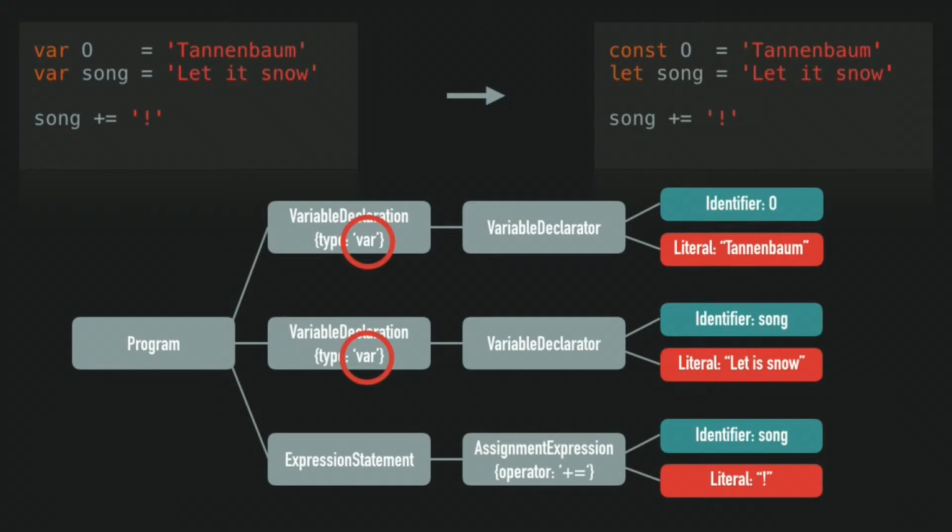So if we could just modify these 2 variable declarations, and then serialize it again, then we're basically done. So this is code modding. This is what it's all about. It's AST to AST transformations.